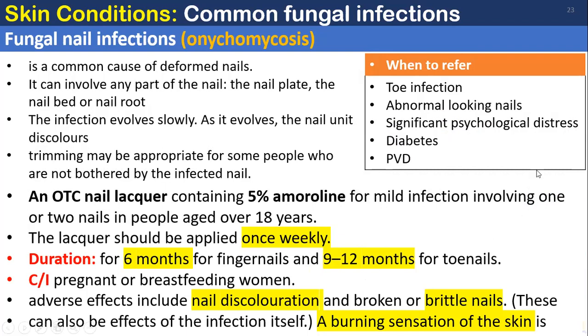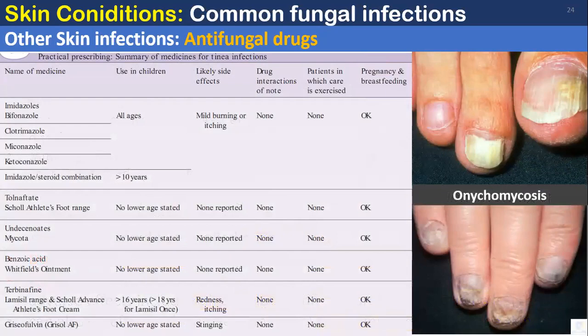So when we refer to the physician, if the patient has more than 2 infections, more than 2 sites of infection, abnormal looking nails, a significant psychological disturbance, or the patient has diabetes and vascular disease. So, these pictures are for onychomycosis, and in this picture we can find the changes that occur by the infection itself.